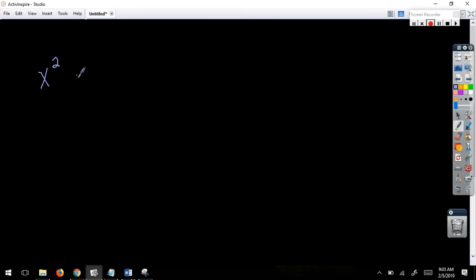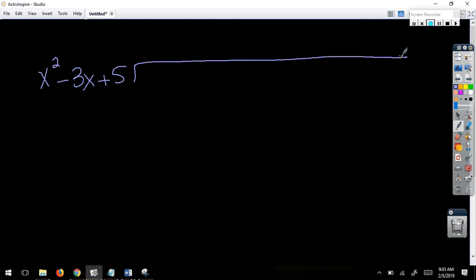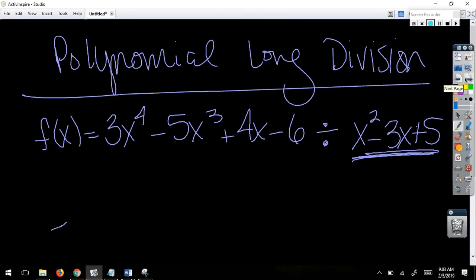Now, here's the important thing. You have to be neat with this. If you're not neat with this, you're going to mess up. You also have to have what we call placeholders. Notice this polynomial. I'm missing something in terms of exponents. I've got the 4, I've got the 3, but I'm missing the power of 2. So I'm going to insert a 0x squared to hold the place of the x squared part.